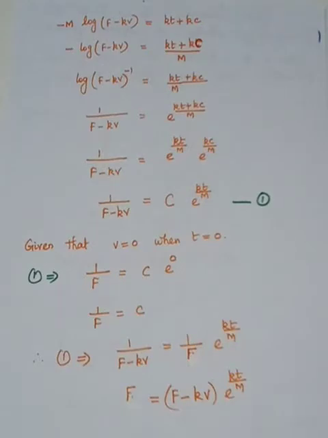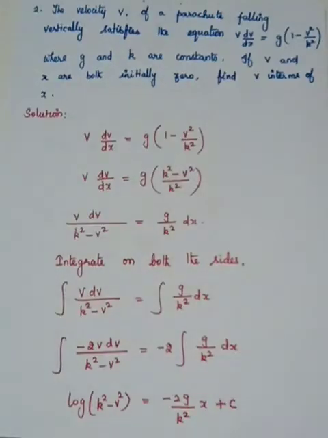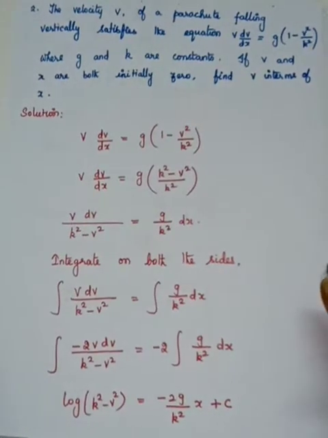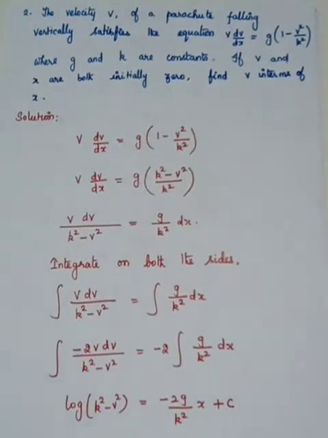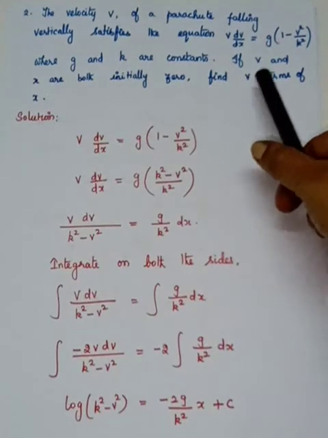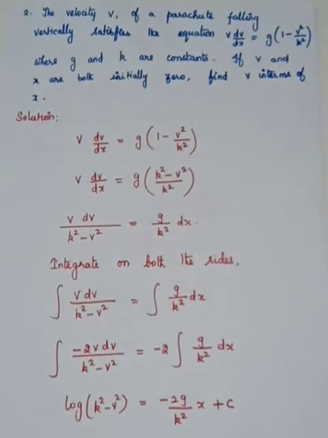Okay, so we'll go to problem number 2. See that the velocity v of a parachute falling vertically satisfies the equation v dv by dx is equal to g into 1 minus v squared by k squared, where g and k are constants. If v and x are both initially 0, find v in terms of x. From this wording it's clear, v in terms of x, that is v depends on x. So v and x are variables, the remaining are constants.